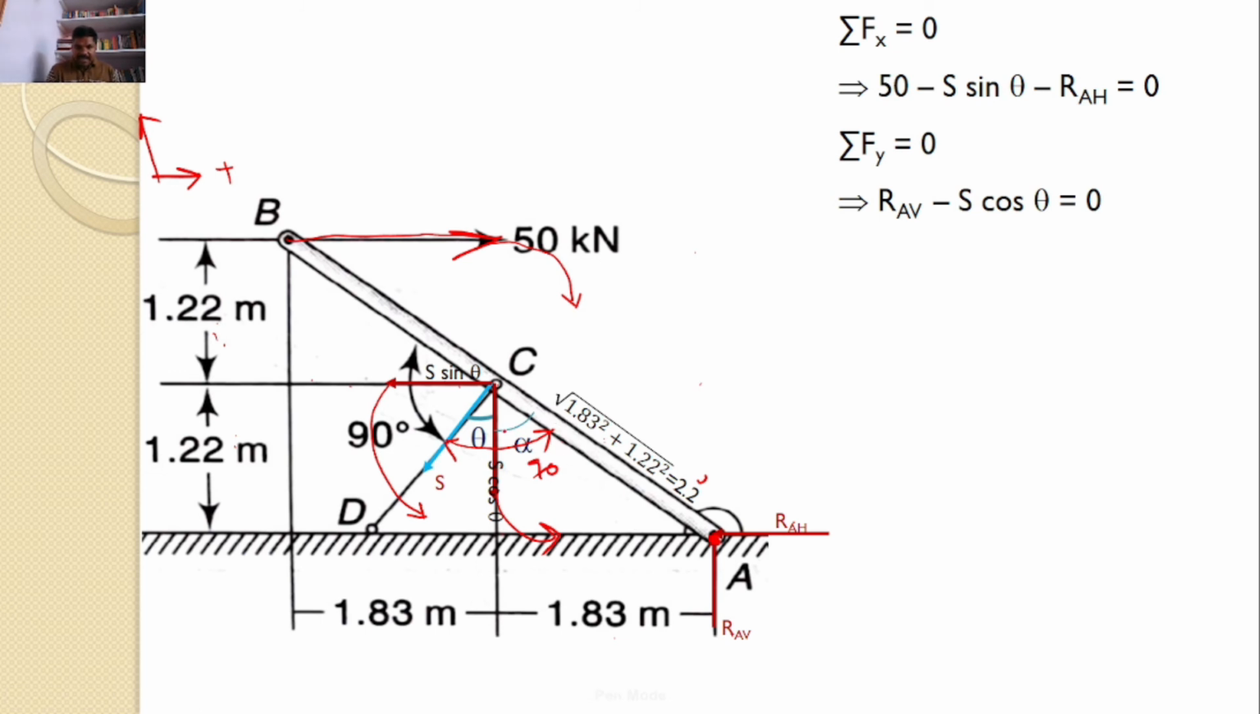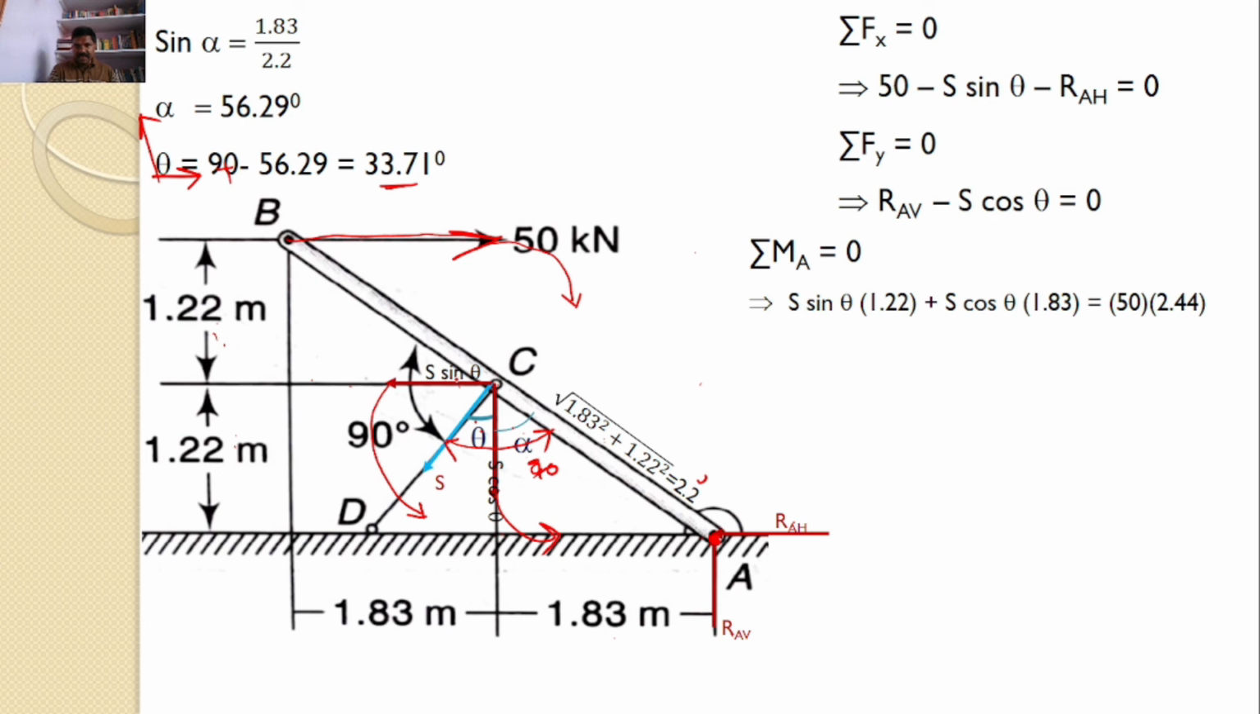Now, let us take this angle as alpha. I can find sine alpha. Sine alpha is equal to the opposite side 1.83 divided by the hypotenuse, that is 2.2. I can find alpha is equal to 56.29. If I know that alpha is 56.29, I can find theta because alpha plus theta is equal to 90. So theta is equal to 33.71.